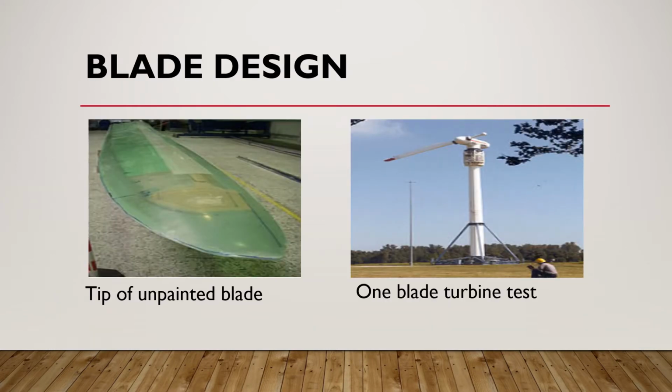So, blade design. Here's a picture of the tip of an unpainted blade and one blade turbine test. The primary objective of the designer is to maximize the aerodynamic efficiency. Also, the objective should have two major points: mechanical criteria and economical aspects.